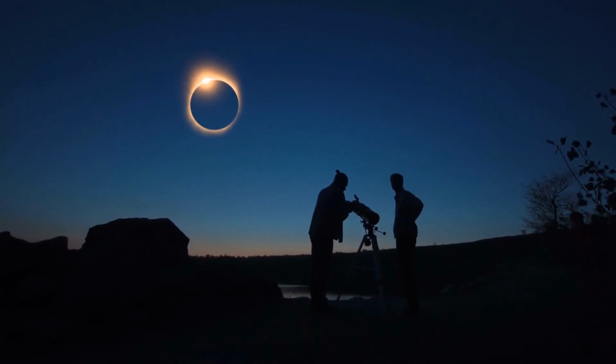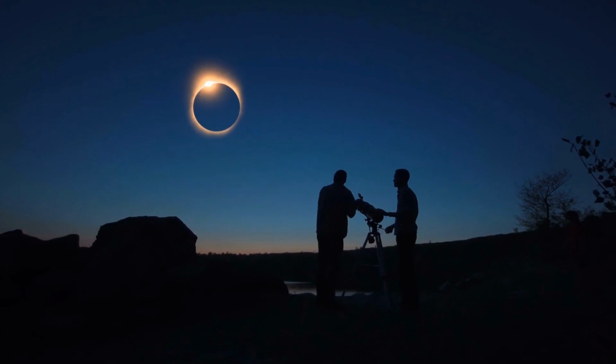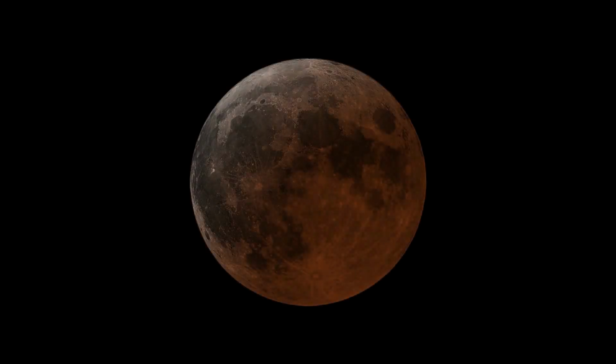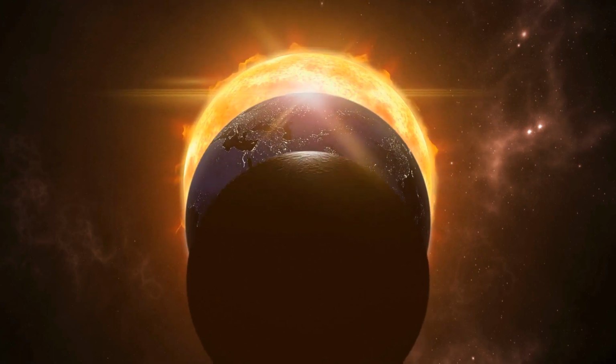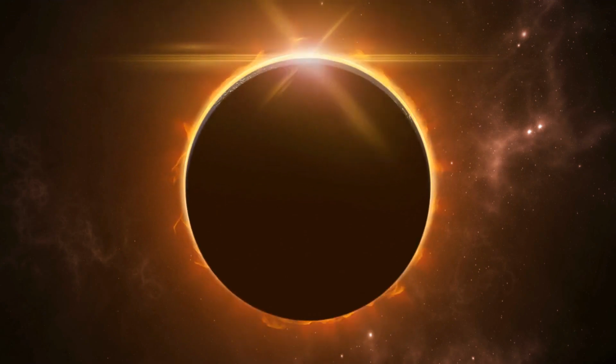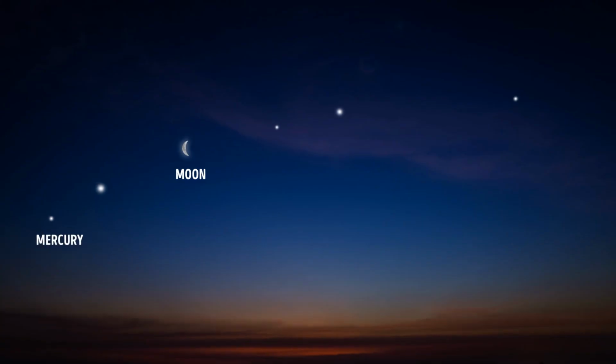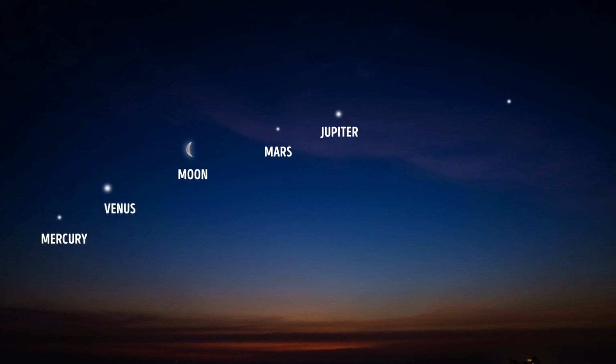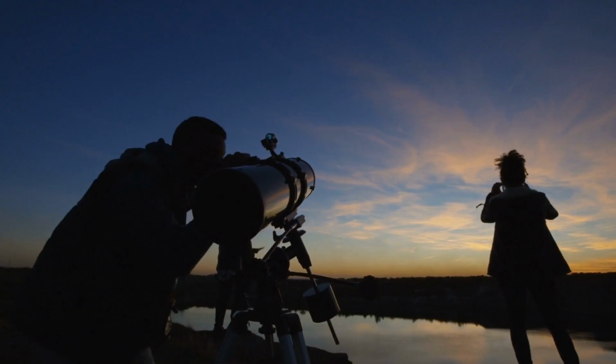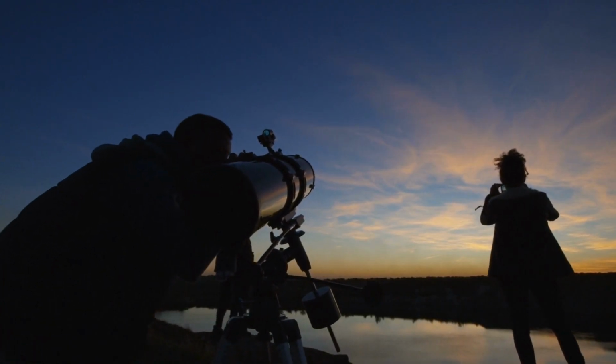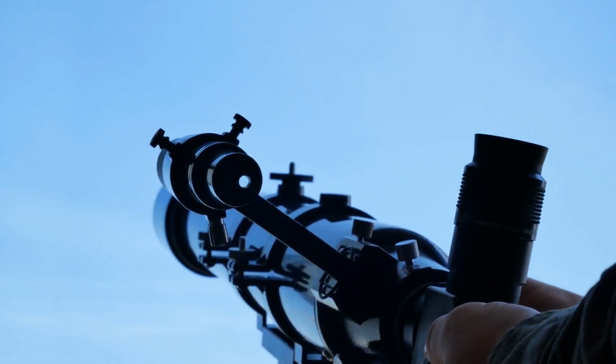Hey my dear astronomers, last year was awesome. 2 total lunar eclipses, a breathtaking ring of fire solar eclipse, and a rare alignment of Mercury, Venus, Mars, Jupiter, and Saturn. I bet you've been wondering what space wonders this year is going to bring us. Well, let's find out.